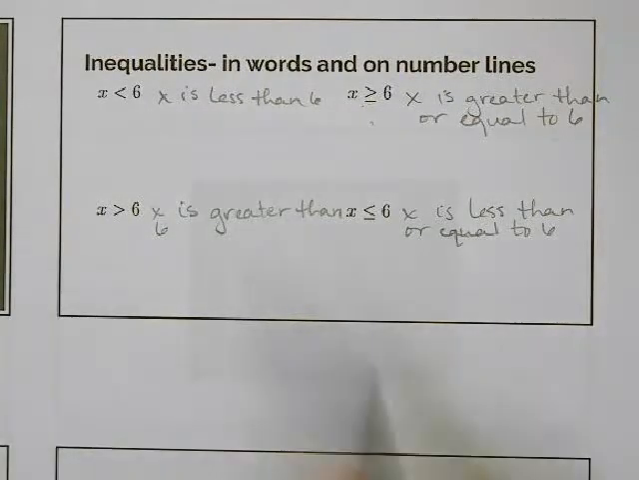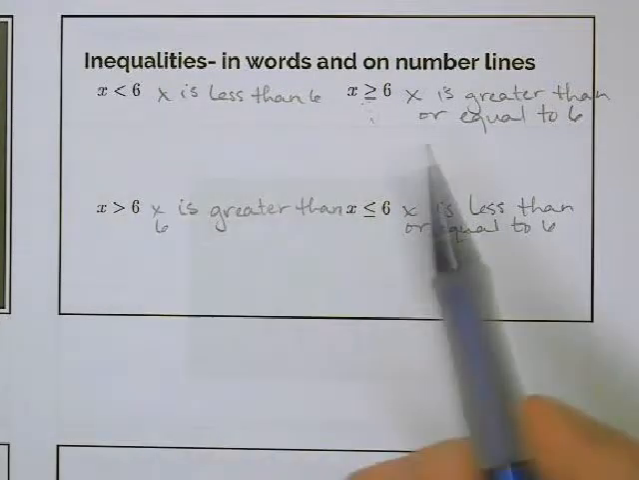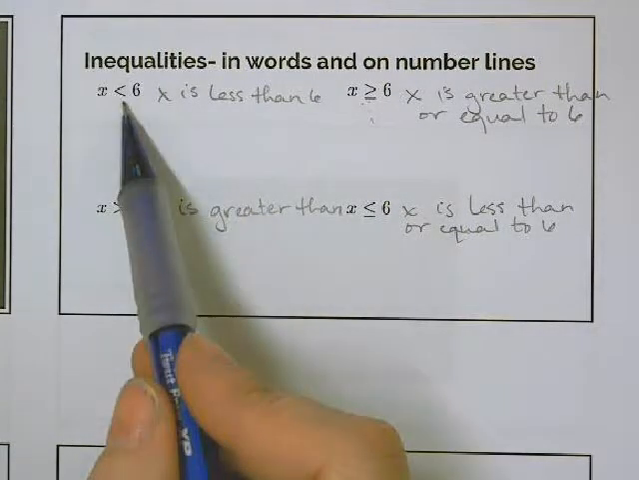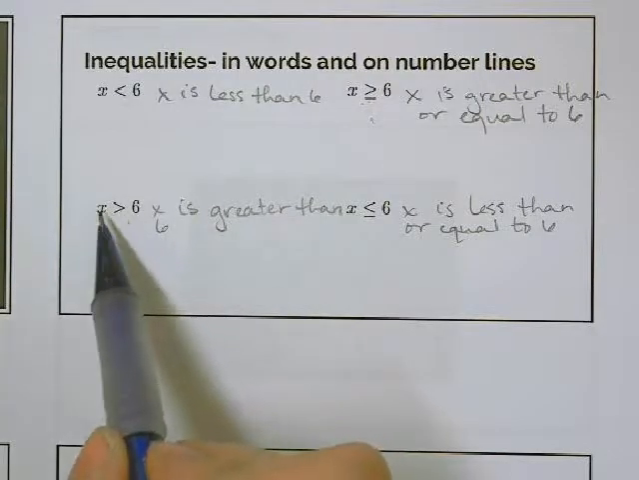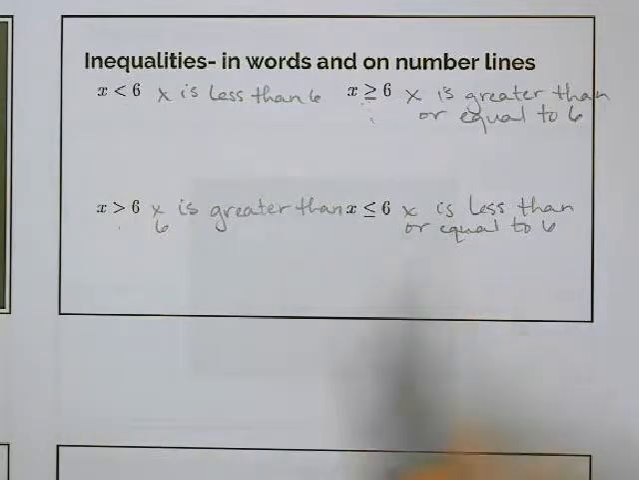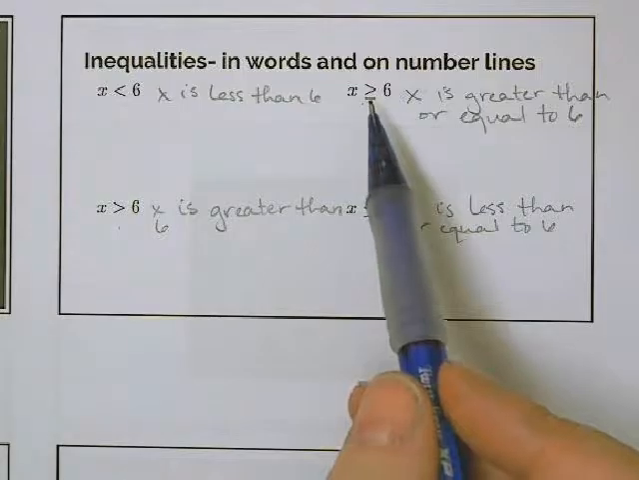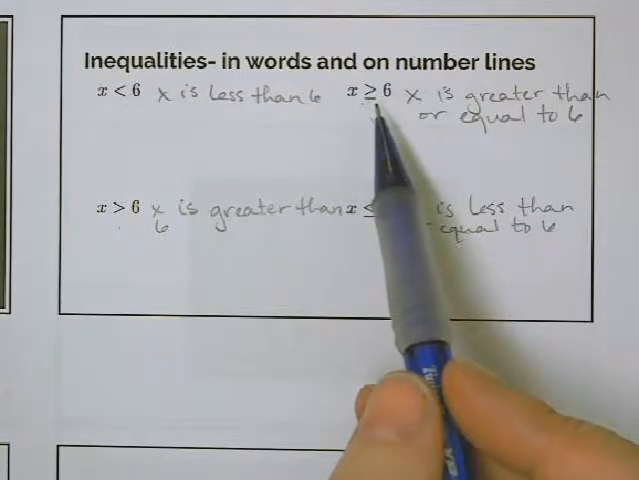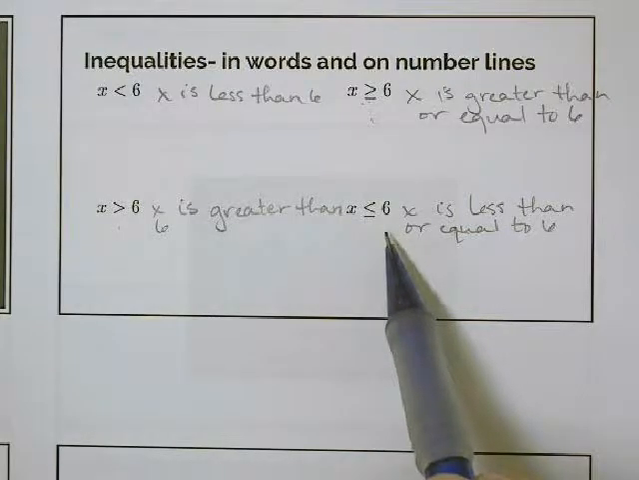So those are, just in words, what these mean. x is less than 6, x is greater than 6. This here, it's open to the x. Here, it's open to the 6, or it's pointing to the x. So there are a couple ways that people remember that. It just depends on what works for you. When the line's under it, x is greater than or equal to 6. In this case, x is less than or equal to 6.